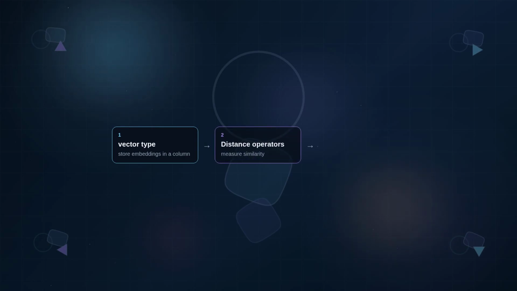Second, comparison. pgvector adds distance operators that measure how far apart two vectors are. These are the tools that answer the question, how similar are these two things? Third, speed. pgvector adds two kinds of approximate index with the names IVFFlat and HNSW. We will spend real time on both later because choosing between them is the most important decision you will make. For now, just hold the shape in your head, a type to store, operators to compare, and indexes to go fast. That is the whole extension.